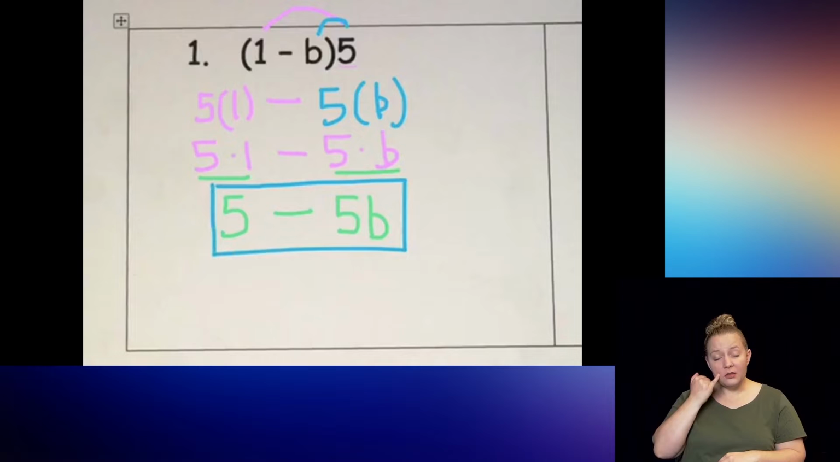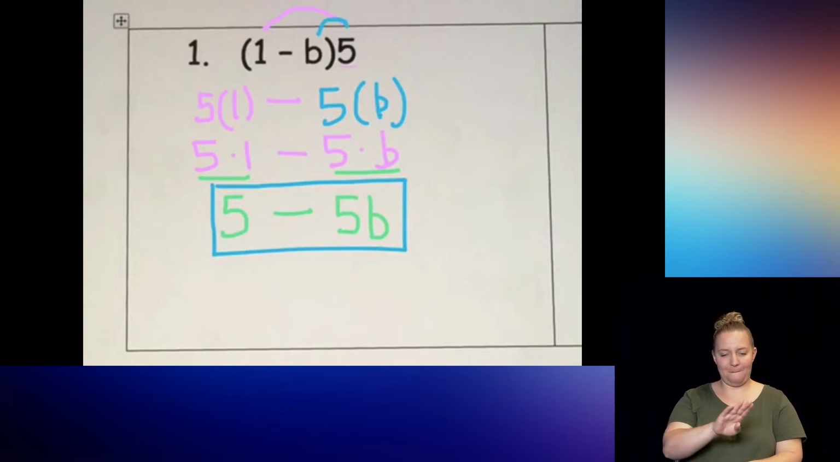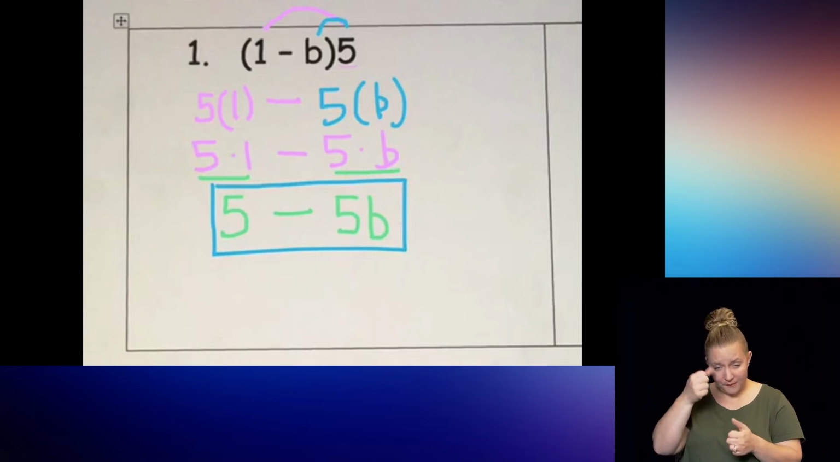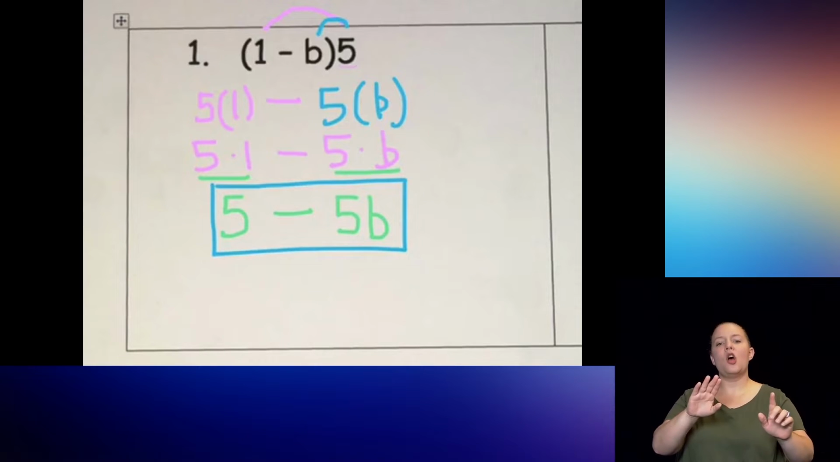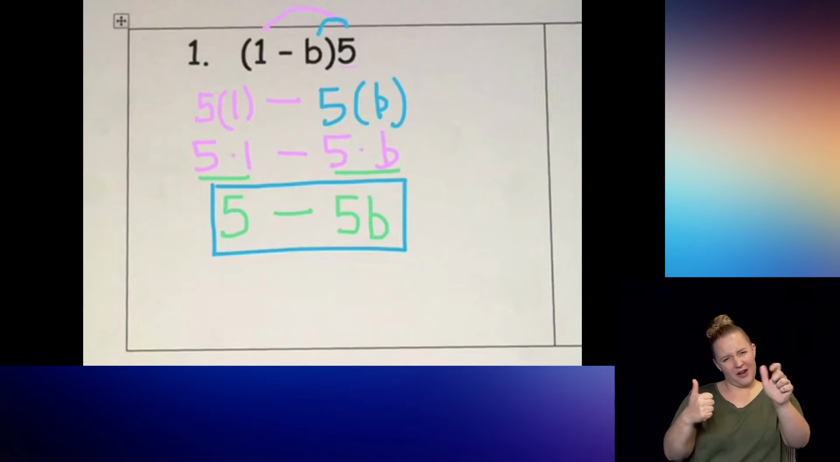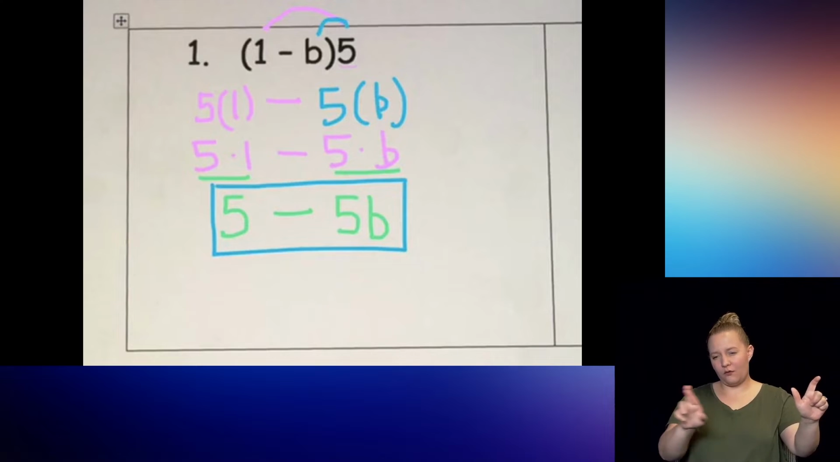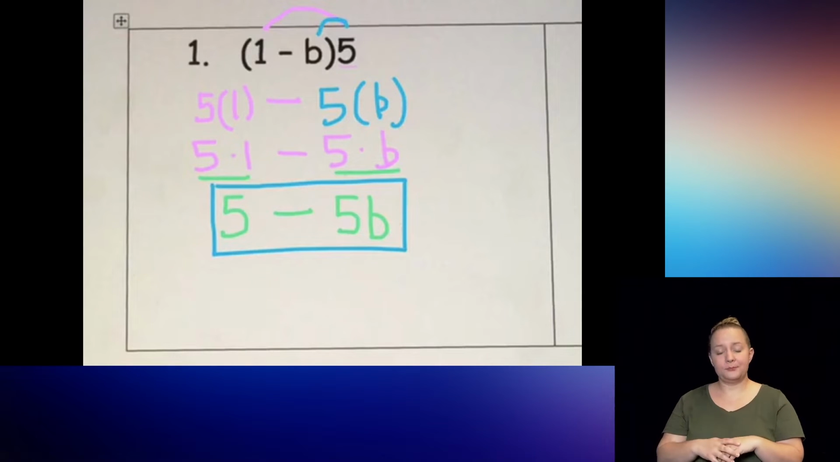If you would like to put this in standard form and have the b first, if you want to switch those around, that's fine, but your teacher is going to be a-okay with this 5 minus 5b answer. So again, take note, we distributed the 5 to the 1 first, like when we're reading a book. We have to go to the far left term, and then work our way to the right for that question 1. All right, question 2.